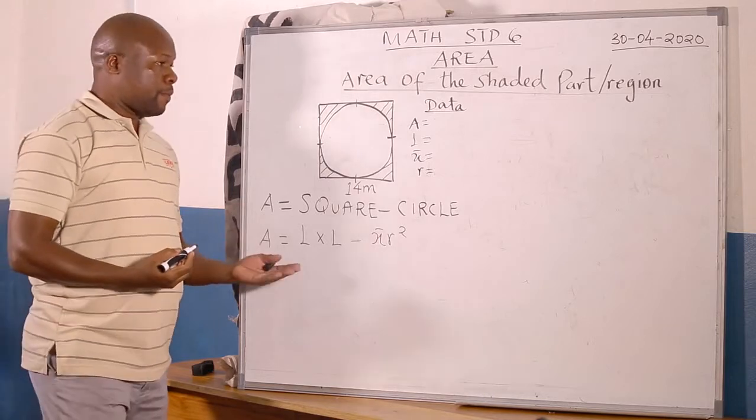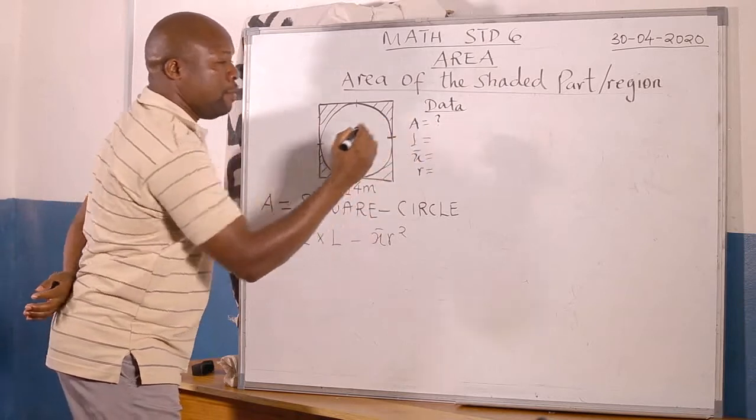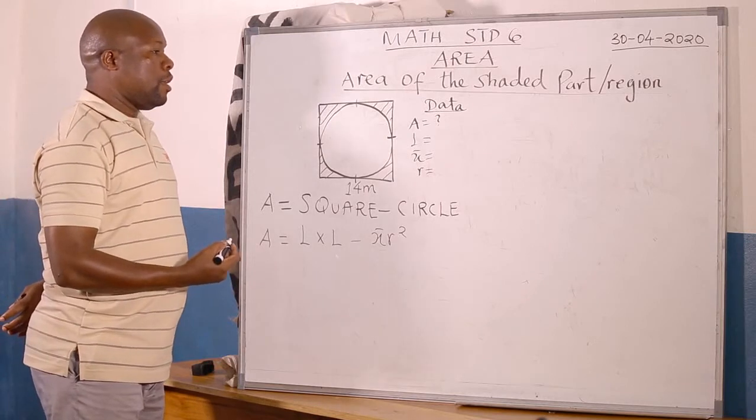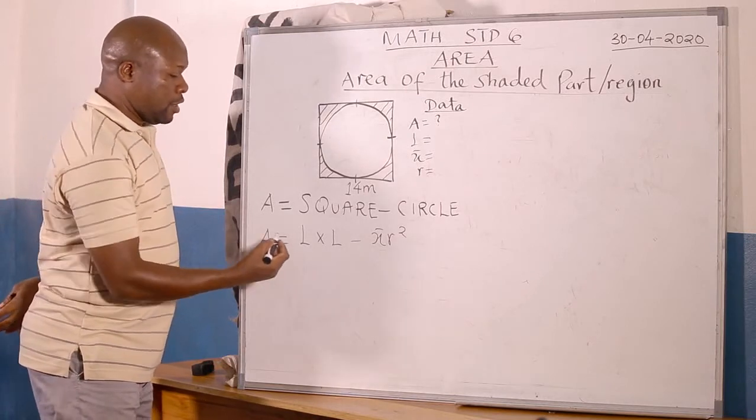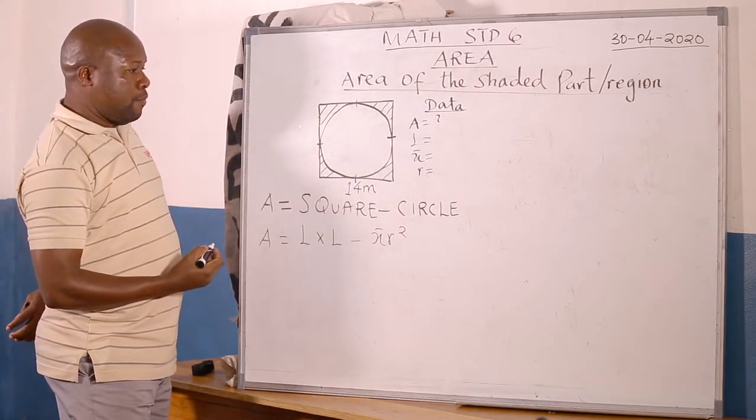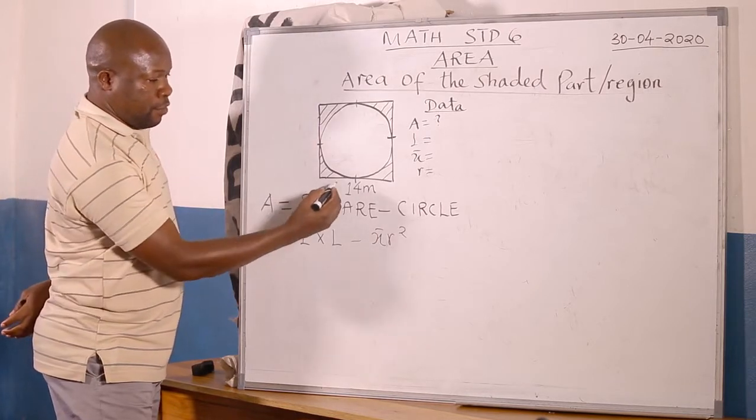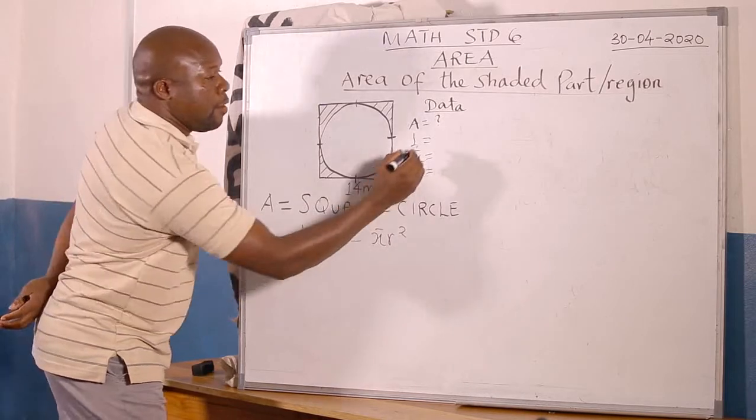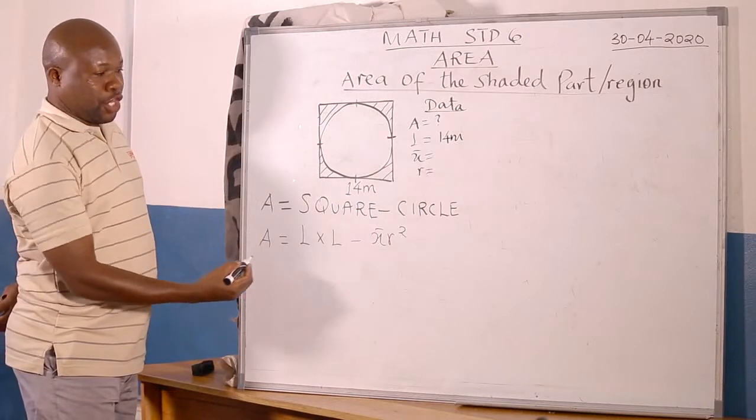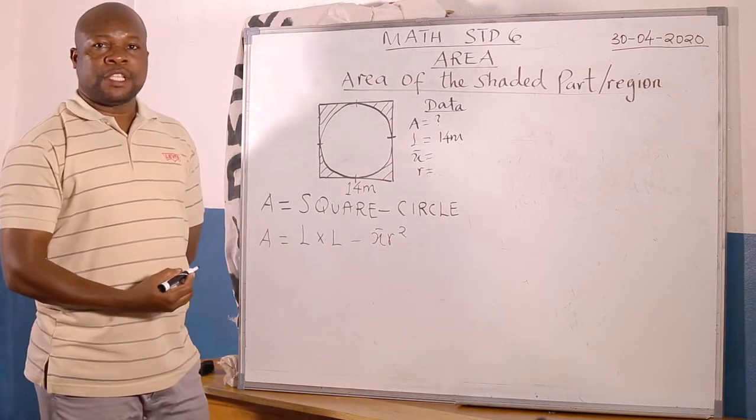Let's check this together. What is the area of the shaded part? That is the problem before us. The problem before us is finding the area of the shaded part. What is the length of the square? As you can see, the square before you, pupil, it is given that the length of the square is 14 meters. So let us take 14 meters.